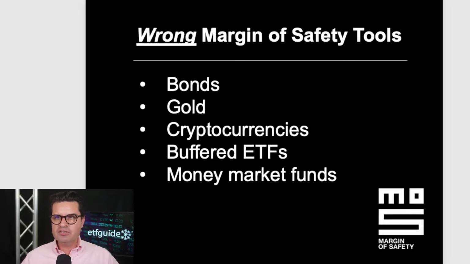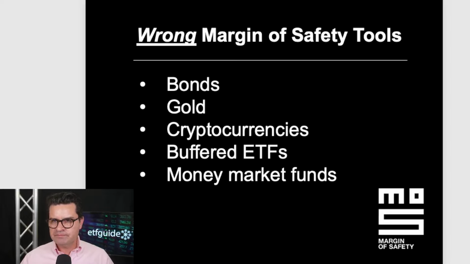Bitcoin and Ethereum have experienced many, many periods when they've lost half or more of their value. They're definitely not margin of safety assets. Gold is in the same boat. You had a period of 8 years from 2012 to 2020. Gold lost roughly 6% of its value. It's not a margin of safety asset.